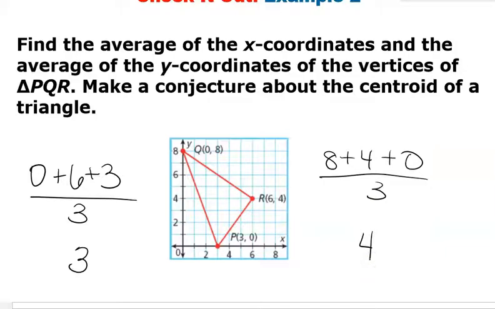So if I were to make a coordinate of this, 3, 4, and graph it, we have 3, 4, it looks something like that.